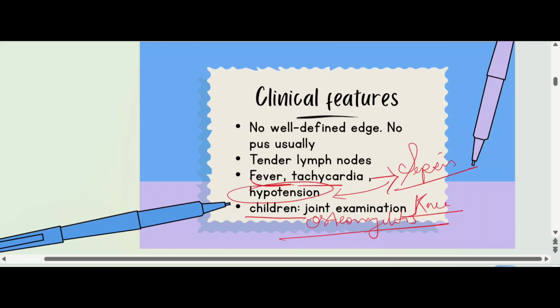Also, in adult, in case of scrotal cellulitis, then always look for any extravasation of urine. We have to look for.